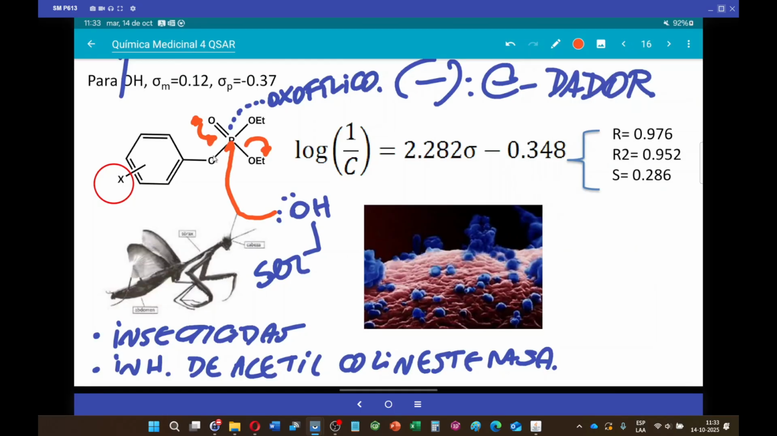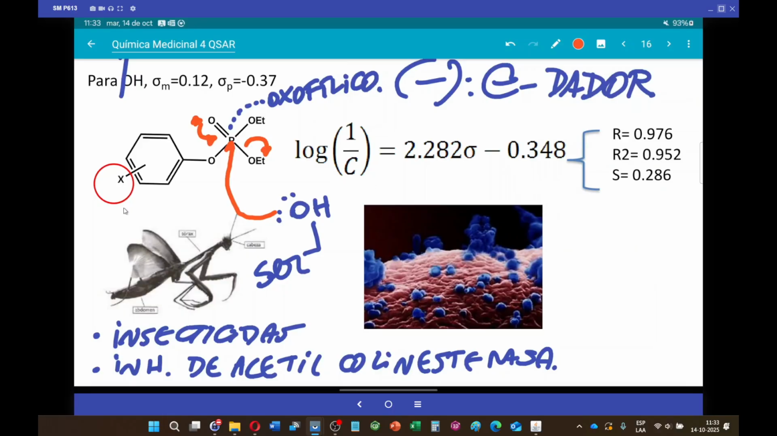This equation was found: pC50 equals 2.3 times sigma minus 0.348. This type of molecule is designed to act on the surface of the insect membranes, where the acetylcholinesterase is concentrated at the superficial level, and it is needed to get a good insecticide.